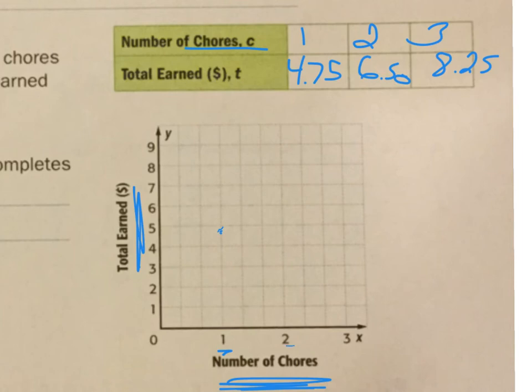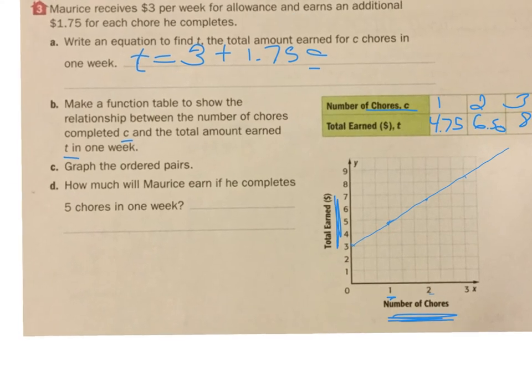Okay, 2 chores equals 6.50. So we have 6 here and 50 right in the middle. Good. And then 3 equals 8.25. So it's a little over 8 right there. Okay. And we could go like this. I'm going to go all the way to this. If he does 0 chores, it's going to be 0 times $1.75, which is 0, plus 3. So it's going to be 0 and 3. And then I'll just connect right in there. And you can see that this is a very straight line. So it is a linear equation.